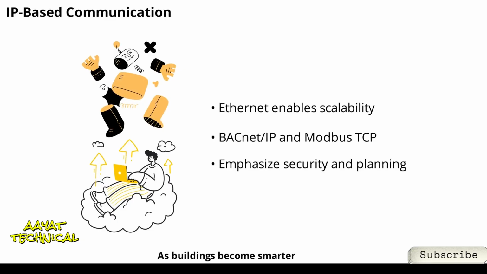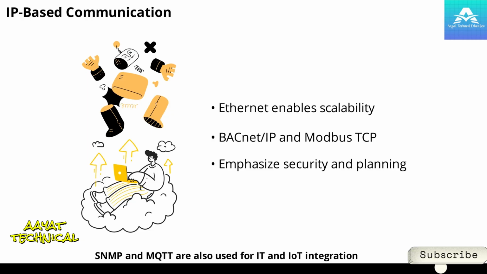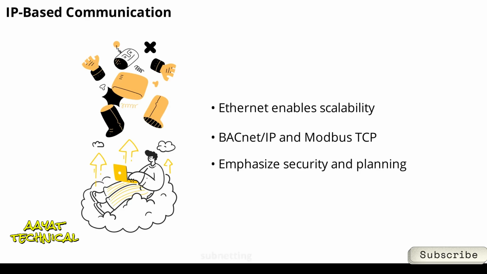As buildings become smarter, IP-based communication is taking center stage. Here, devices connect over Ethernet LANs or WANs, each with its own IP address. This allows for faster data transfer, scalability, and easier integration with IT systems. Common IP protocols in BMS include BACnet/IP for controllers and servers, Modbus TCP for meters and analyzers, and HTTP/HTTPS for web-based dashboards. SNMP and MQTT are also used for IT and IoT integration. Proper IP network design, like static IP assignment, subnetting, VLANs, and security, ensures reliable and secure BMS operation.